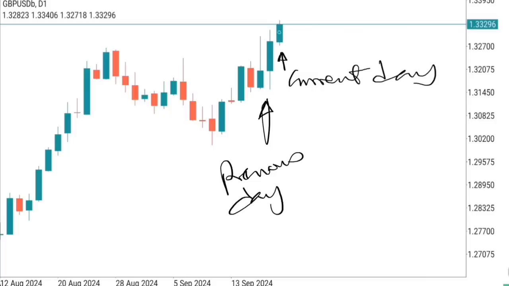So what you need to do is to mark the previous day's close. For a bullish candle, you might need to mark the previous day's close right there. This is the close here. All right, previous day's close right here.